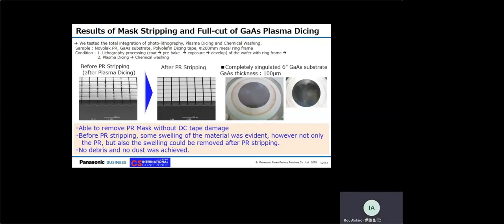These photos on the right side show 6-inch gallium arsenide wafers whose thickness is 100 micrometer after plasma dicing and photoresist removal. Thus, plasma dicing and photoresist removal process can be achieved without dicing tape damage.